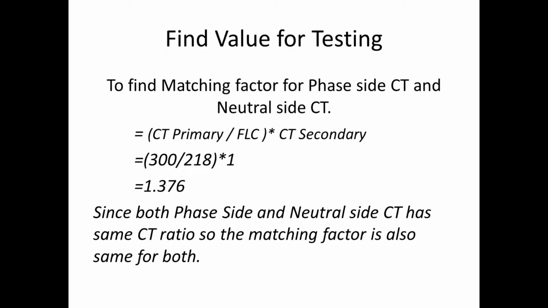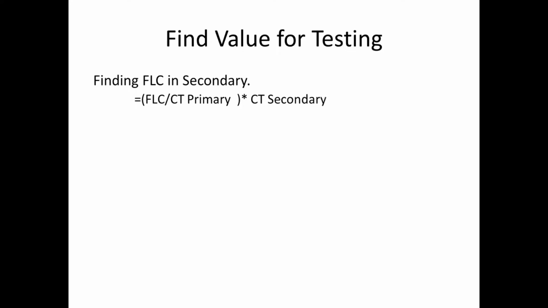Now I am going to find the full load current in secondary. The formula for this is full load current primary divided by CT primary into CT secondary. When I substitute, that is 218 divided by 300 into 1, I got the value 0.726. When I round it off, I got 0.73 amps.